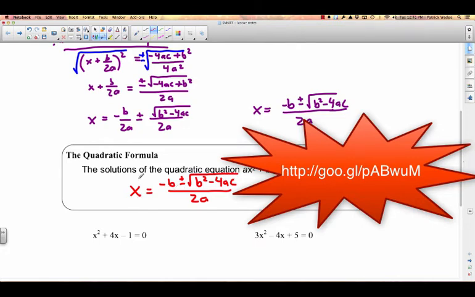And the tune to this song goes x equals negative b plus or minus square root b squared minus 4ac divided by 2a, and that's going to be stuck in your head. And you always remember it, so it's great.